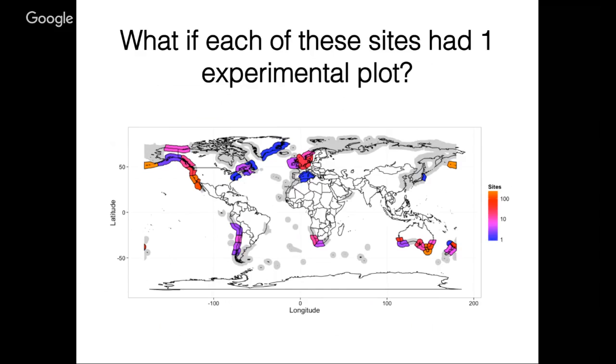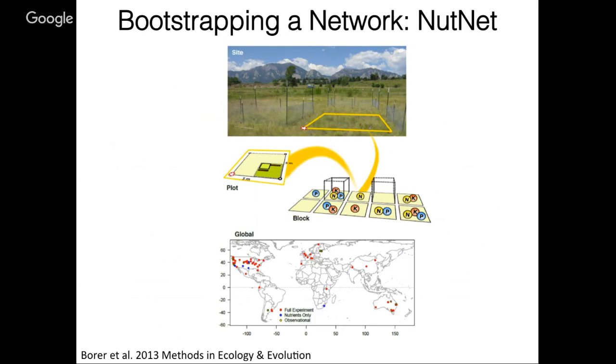The answer is to go back and look at this map and ask, what if each of these sites had one experimental plot? What if each of these regions had a network of observations? And this is something that's become relatively common in ecology, this idea of bootstrapping up a network from a variety of scientists like all of you, and in areas replicating the same experiments and same observational data sets and then deriving inferences from these.